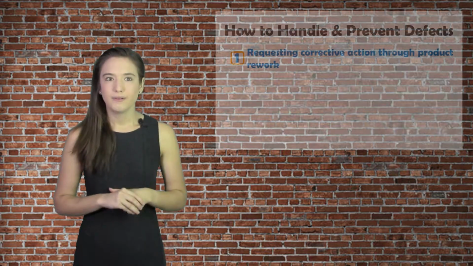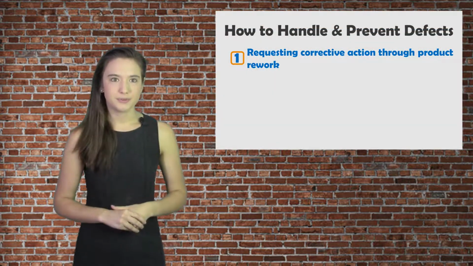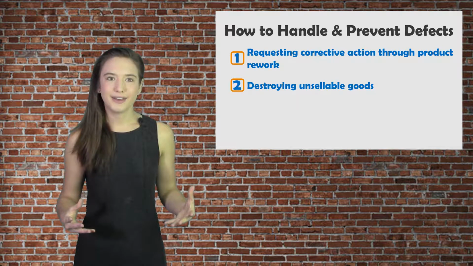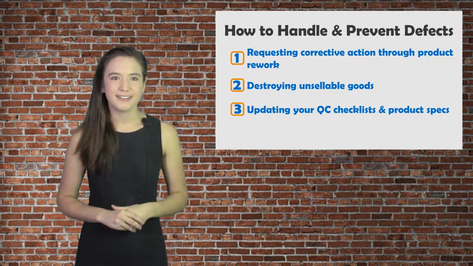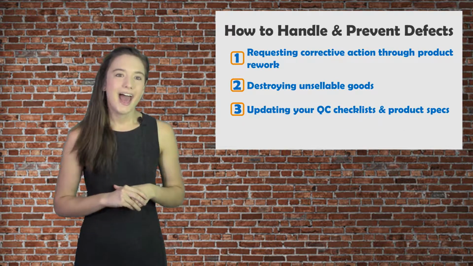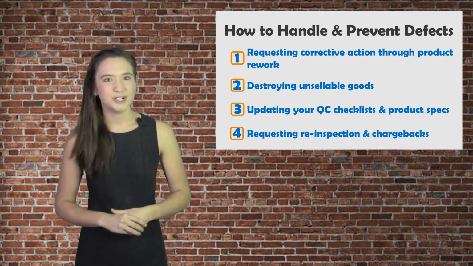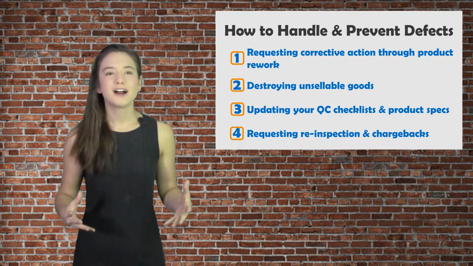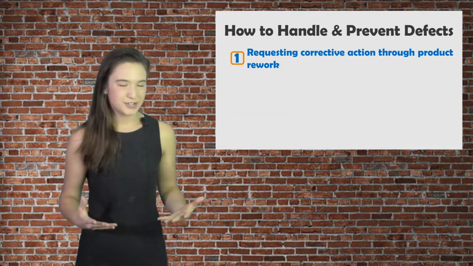We'll break this stage down into 4 sections: requesting corrective action through product rework, destroying unsellable goods, updating your QC checklist and product specifications, and requesting reinspection and chargebacks. First, let's talk about corrective action through product rework. Product rework before shipment can save you time and money you might otherwise spend fixing problems after receiving an order.